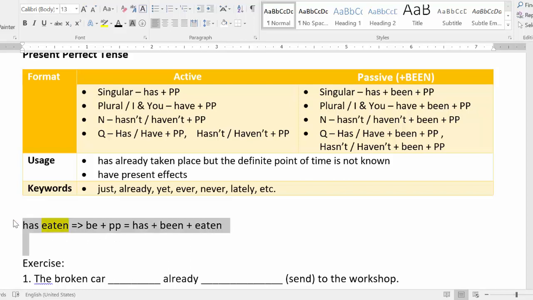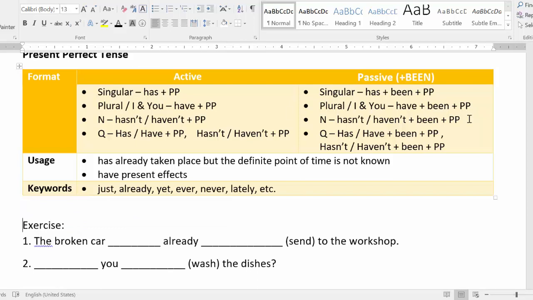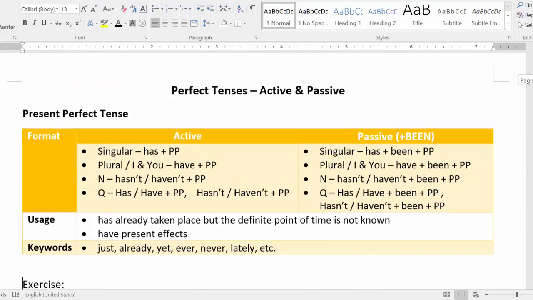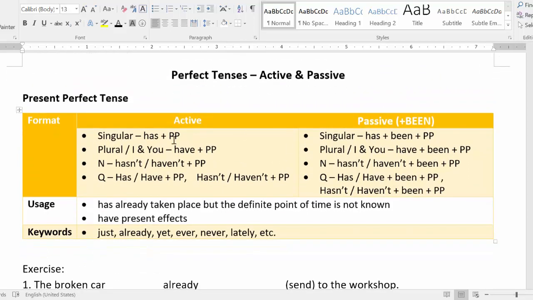So for our passive voice here, we change be to been because of has, have. Because of present perfect tense, has, have, after has we should always use past participle, so it should be been. Singular has been pp, plural I, you have been pp. The others are the same as well. You add not to it.